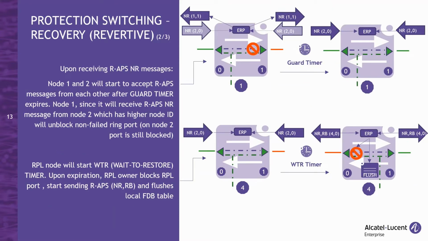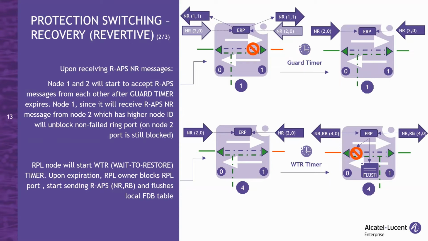At this moment, we have a network that is still blocking traffic over the recovered link, and nodes 1 and 2 are sending out no request control messages, informing that the previously failed link recovered. After guard timer expiration on nodes 1 and 2, those nodes will start receiving RAPS messages from each other with NR code. Node 1 will, upon receiving an NR message from the node with higher ID of 2, unblock the port of the recovered link. The port on node 2 will still block bidirectional traffic, preventing the network from looping.